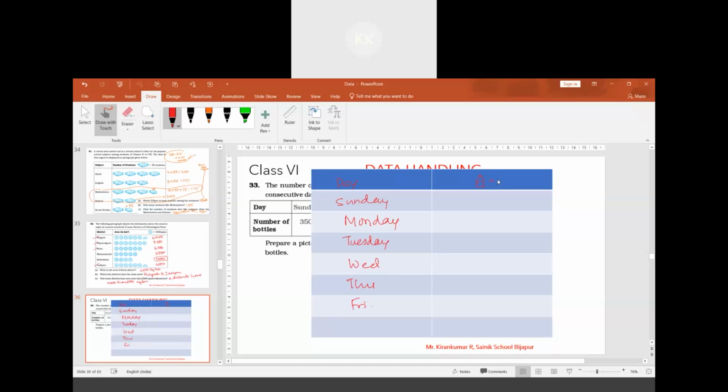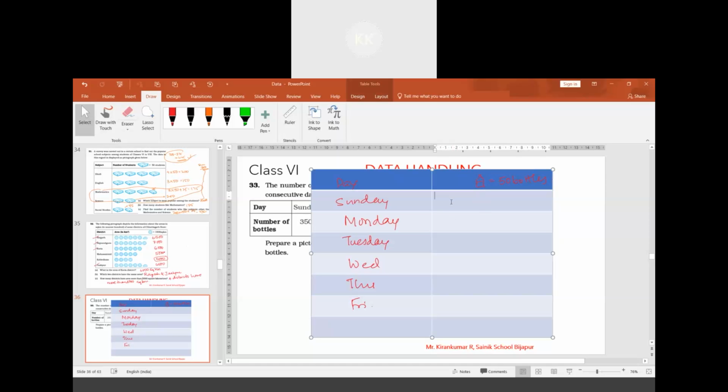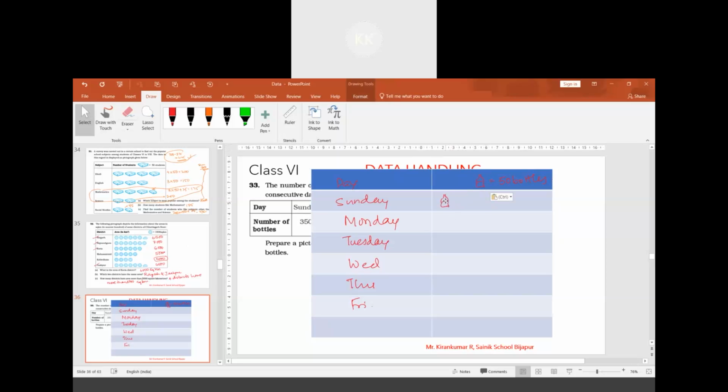If this symbol indicates 50 bottles, we have to mark this particular symbol here. Sunday, the total is 350. So if one bottle represents 50, here I should have how many? 7 should be there. So this is the second one, third one, fourth one, fifth one, sixth, and seventh. So 7 bottles will indicate 350.